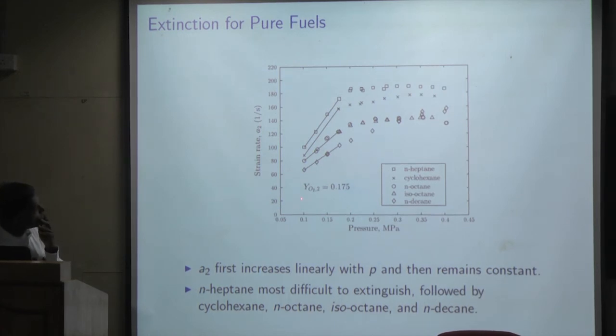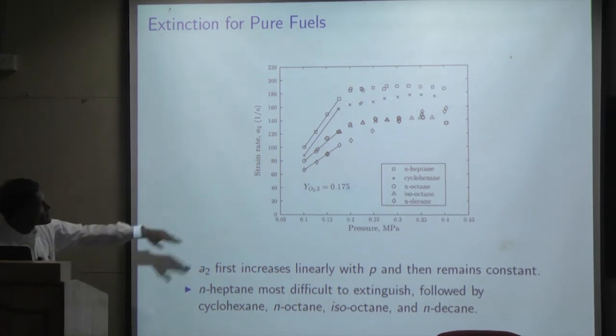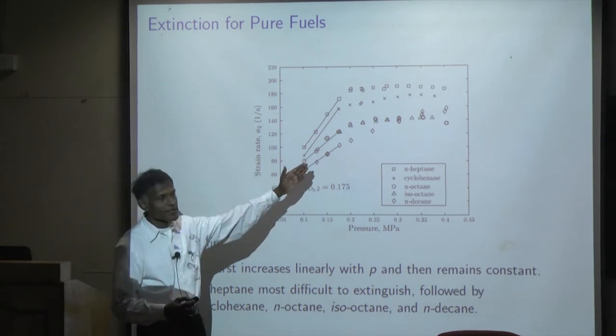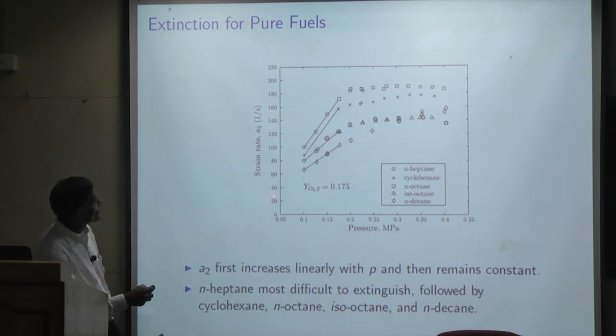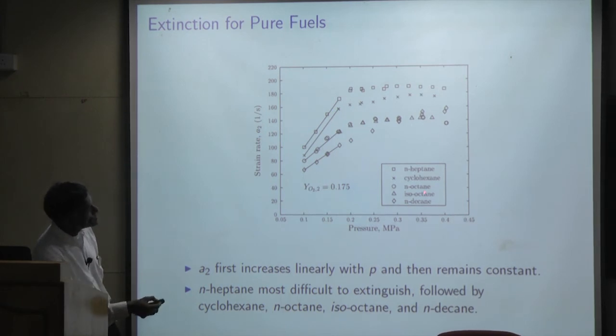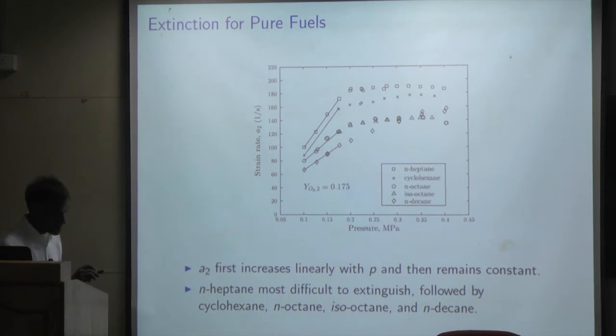As a function of pressure. We have not done any numerical calculations. These are just experiments. You can see that the strain rate at extinction is a function of pressure. It goes up, and there's a leveling off of the extinction strain rates for heptane, cyclohexane, normal octane, isooctane, and decane.